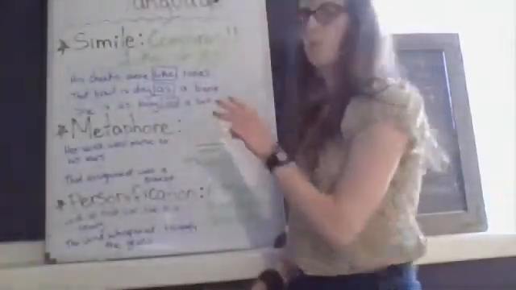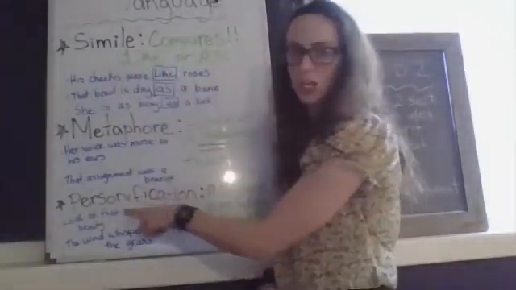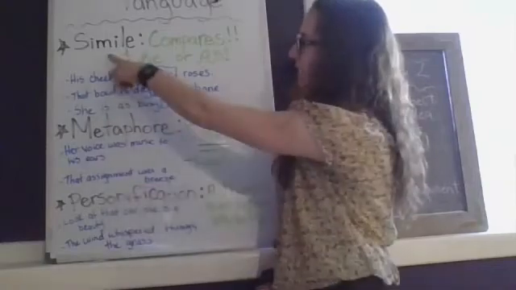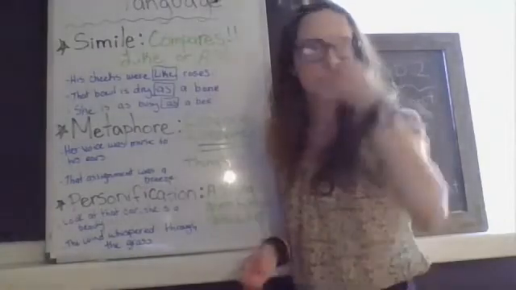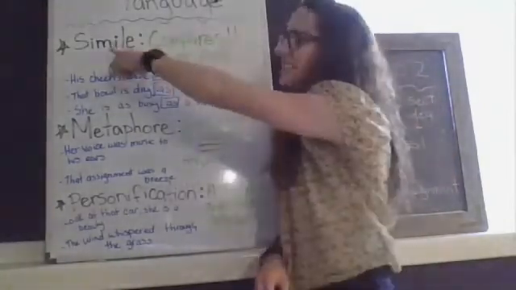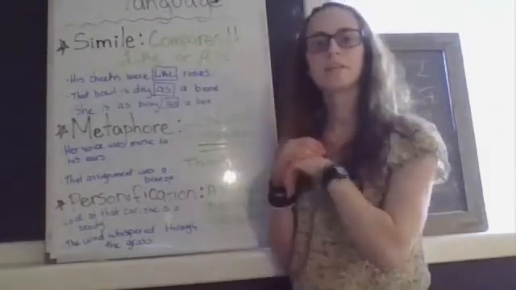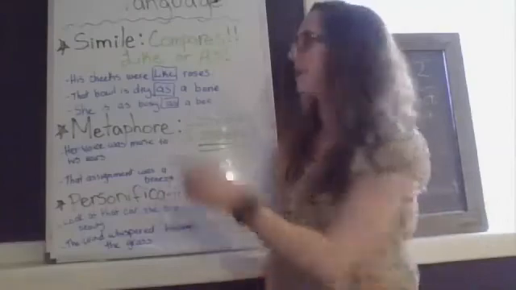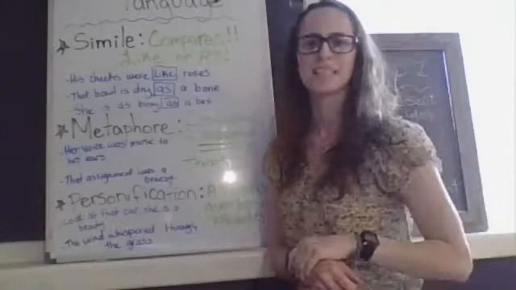All right, so we are focusing on 3 types of figurative language. We are focusing on similes, metaphors, and personification. A simile compares something using the word like or as. I remember that one because in my mind, simile kind of sounds like the word similar. And when I think of something being similar, I think of it being like or as something else. So that's how I remember what a simile is.